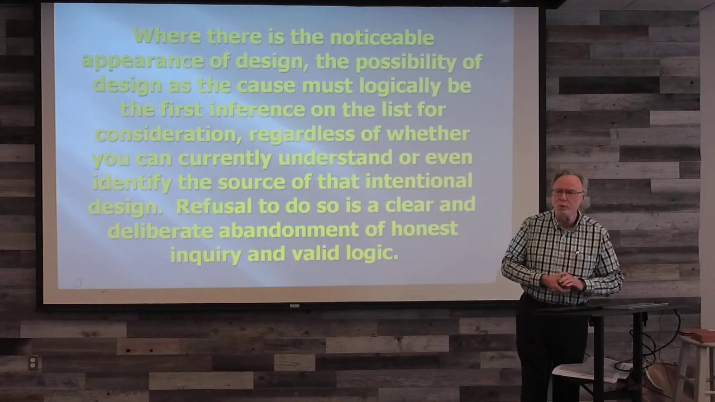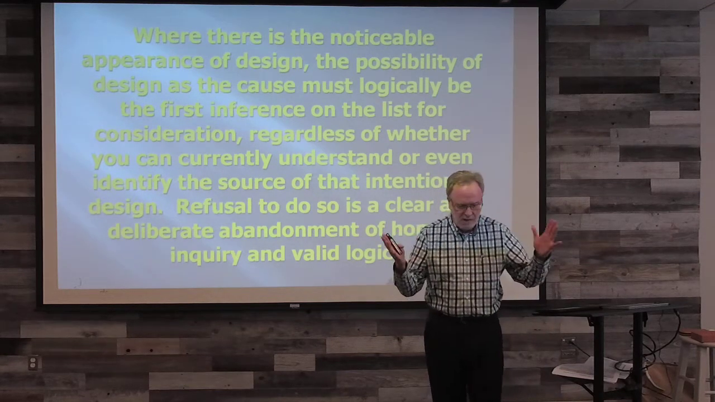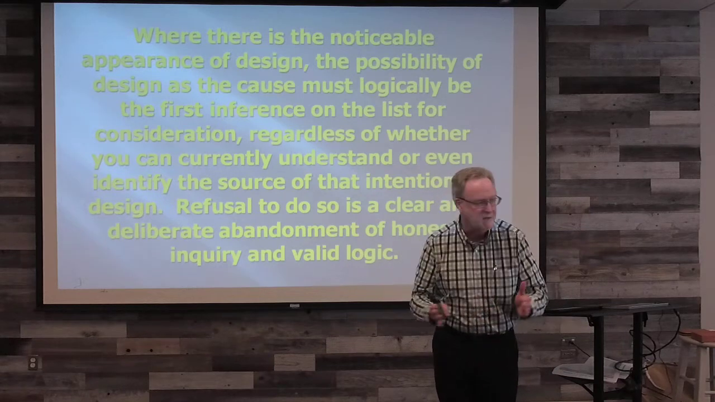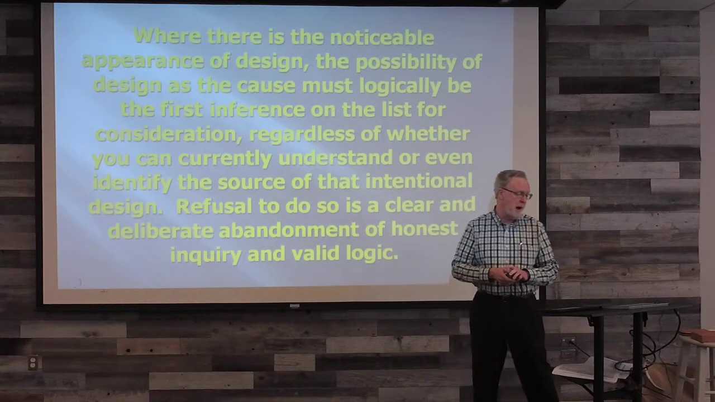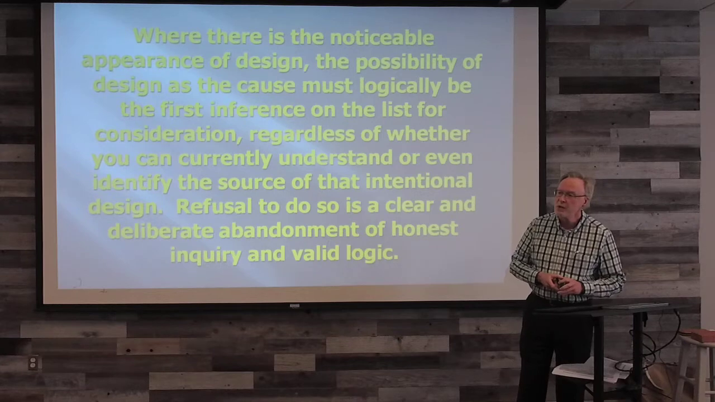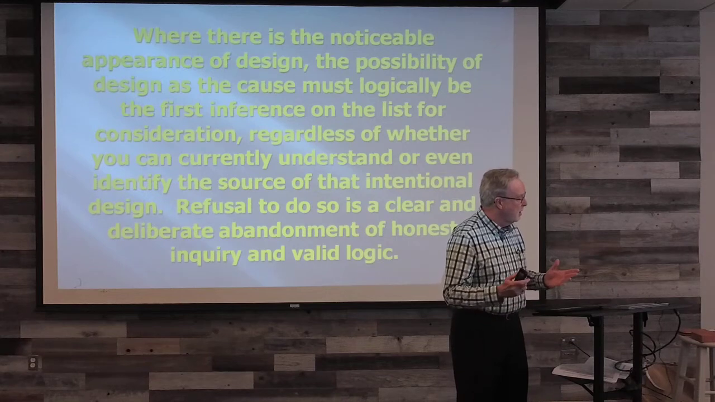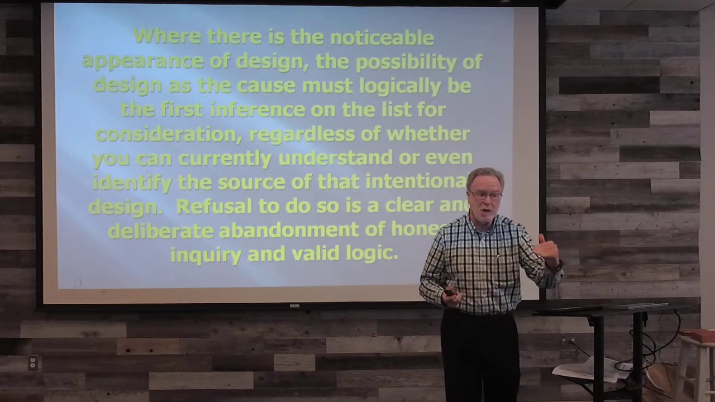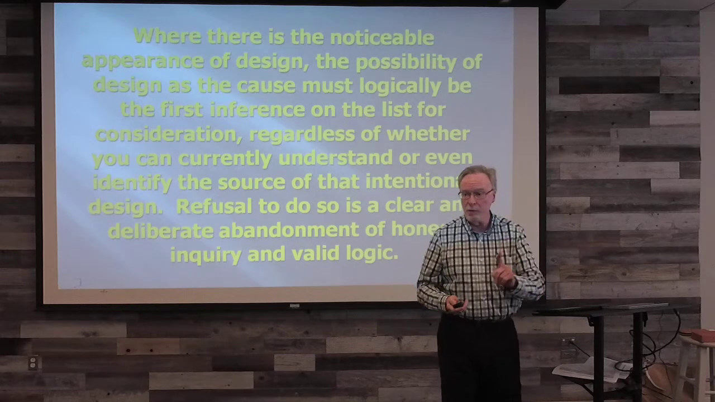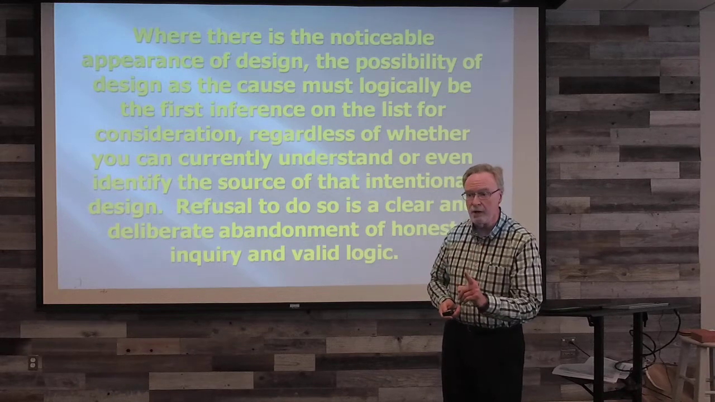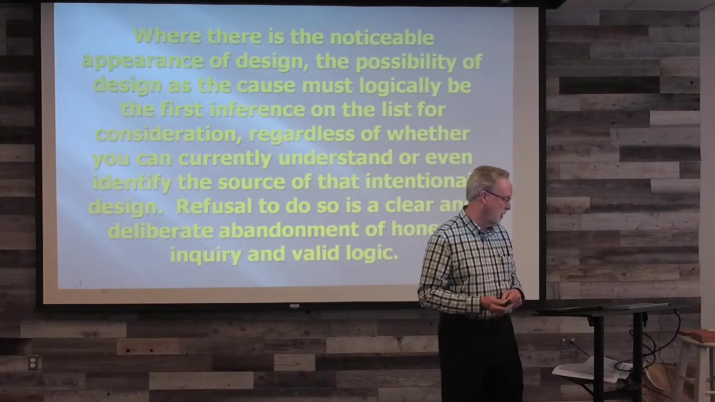And that's true even if you can't understand how it could have been designed, even if you don't, at least at the moment, know who or what might have designed it. Nevertheless, the possibility that something did has to be the first thing that pops up on your list as the cause. If you refuse to do that, again, you're not really looking for the truth. If you refuse to do that, because that's just such clear logic, then you have abandoned honest inquiry. You have abandoned valid logic if you refuse to consider it. Now, as I've made so clear, you've got to consider the other alternatives too, because maybe it wasn't designed. Both have to be on your list, all right?